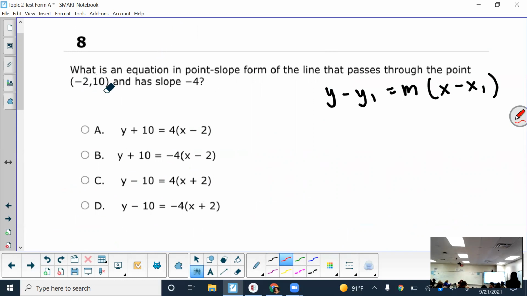So which one is going to be x1? Is it going to be the -2 or the 10? The -2. Which one's going to be y1? The 10. And when it says slope of -4, what letter does that replace?